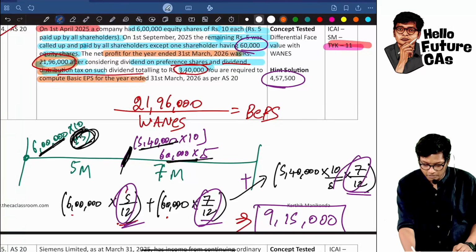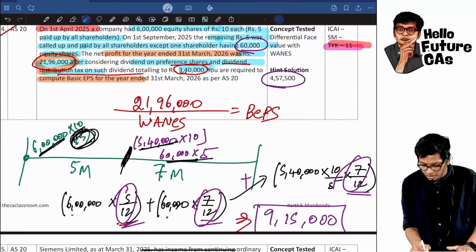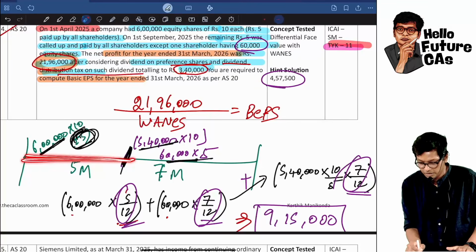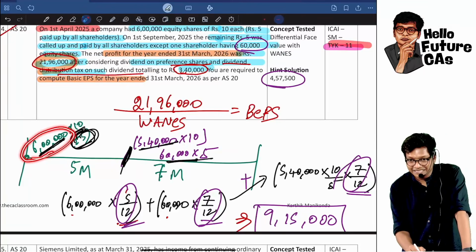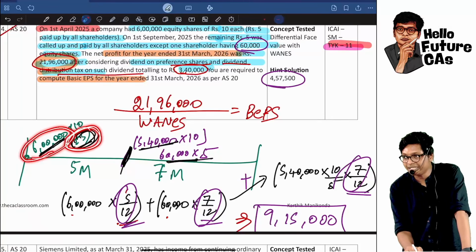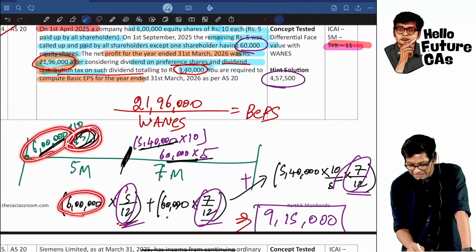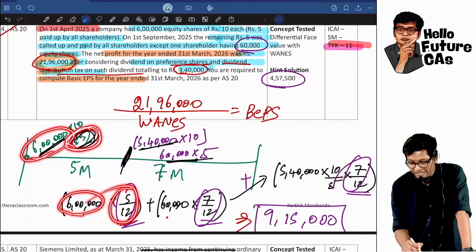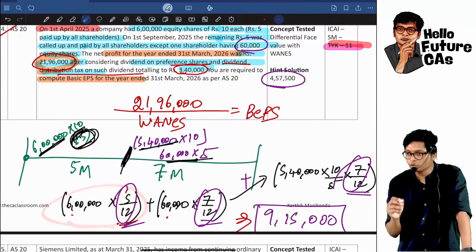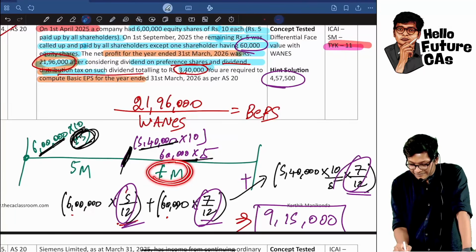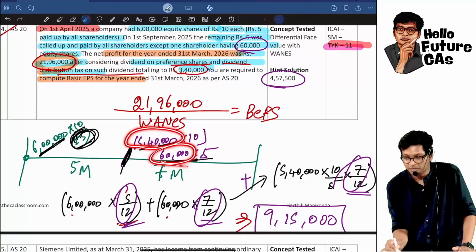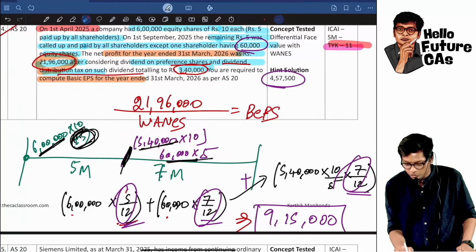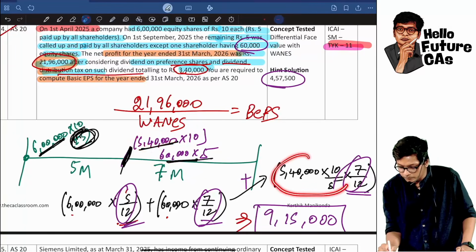Let me explain again. First, we are doing the first 5 months. In the first 5 months, how many shares are outstanding? 6 lakhs, whose face value is already 5 per share. So 6 lakhs into 5 by 12. This is the first 5 months. Are you clear? In the next 7 months, we are just splitting it. We have 5 lakh 40 separately and 60k separately. So 5 lakh 40 into 10 by 5 into 7 by 12.